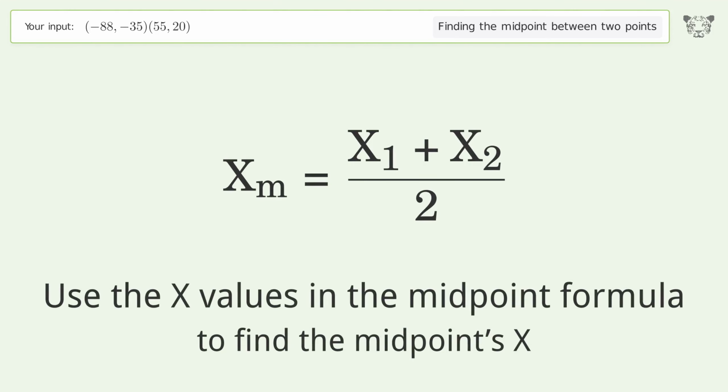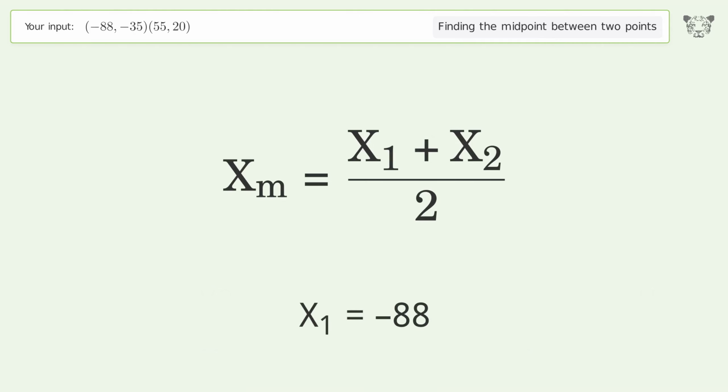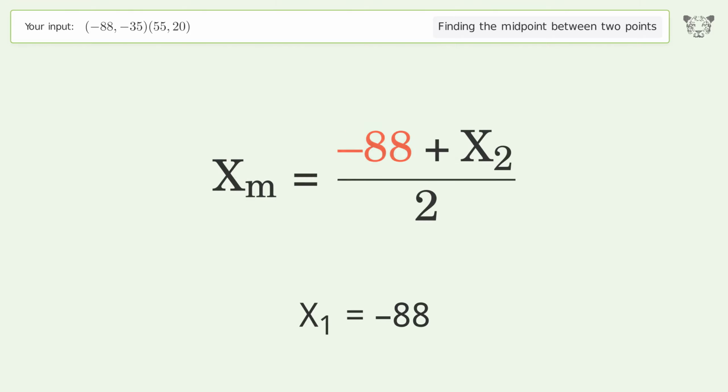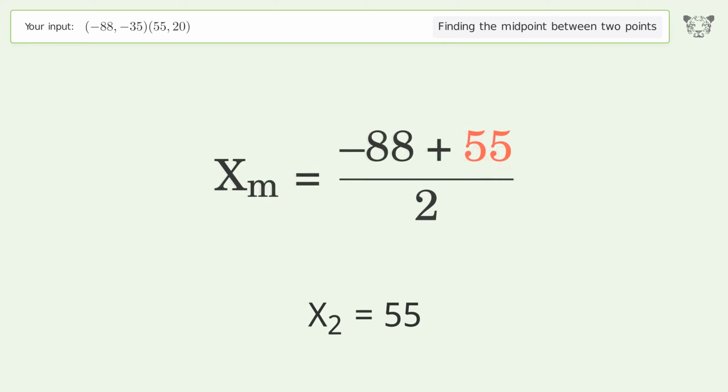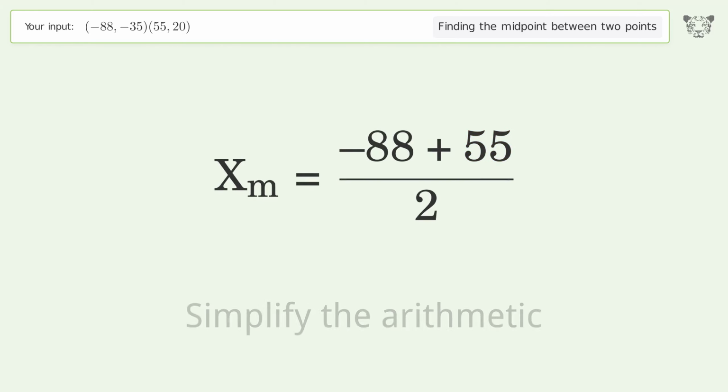Use the x values in the midpoint formula to find the midpoint's x. x1 equals negative 88. x2 equals 55. Simplify the arithmetic.